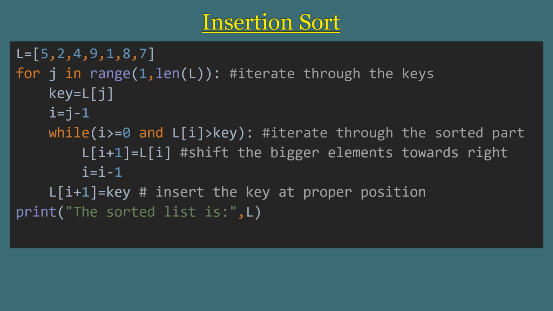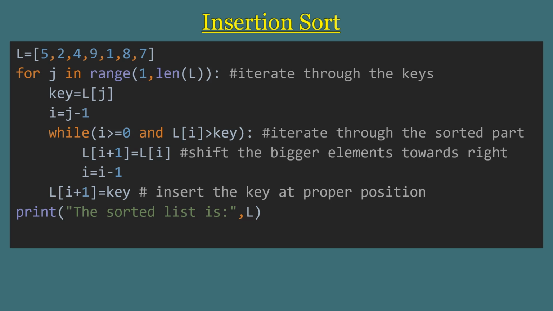Now next is the insertion sort. In this sorting technique, the list is considered to be a combination of two parts: one is the sorted part and the other is the unsorted part. We will take one element from the unsorted part, which is considered as the key, and insert it in its proper position in the sorted part of the list. So this is how it is done. Initially we will consider the first element to be the sorted element. That means your sorted part of the list consists of the first element and the unsorted part consists of the rest of the elements.